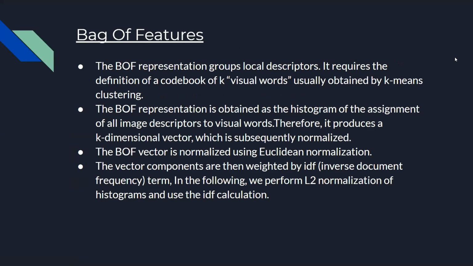So here we have the bag of features concept. The BOF representation groups local descriptors of an image. It requires the definition of a codebook of K visual words, usually obtained by K-means clustering. The BOF representation is obtained as the histogram of the assignment of all image descriptors to visual words. Therefore, it produces a K-dimensional vector which is subsequently normalized.